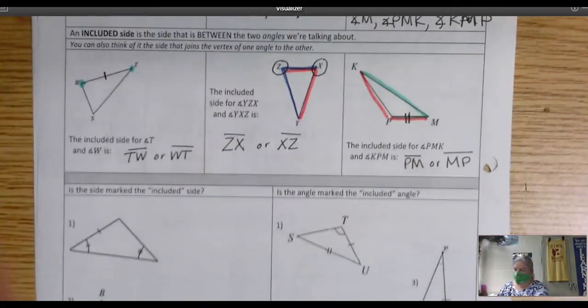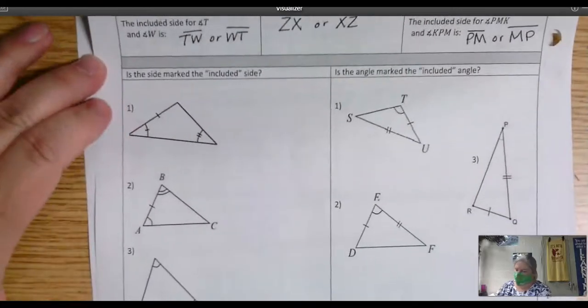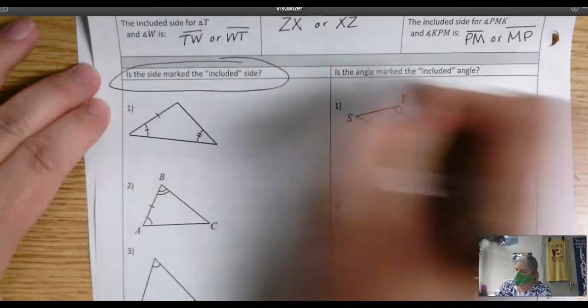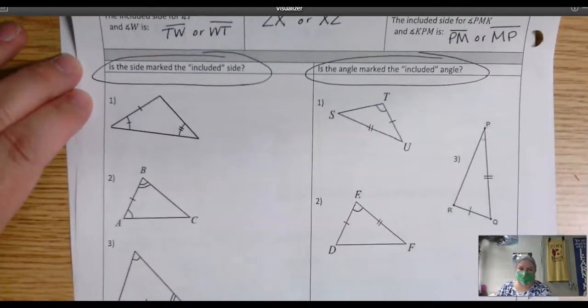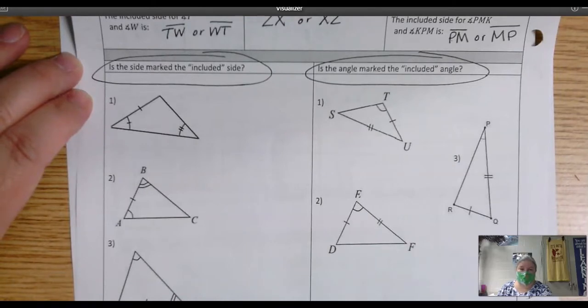Okay, so now I want you to go ahead and try these. Pause the video for sure, and then come back to see if you got them right. No, really, pause the video. It's just a yes or no for each one.